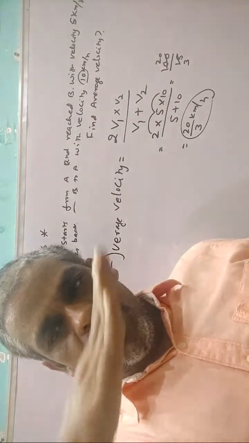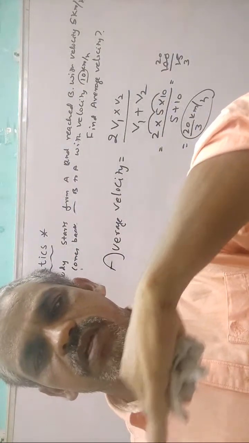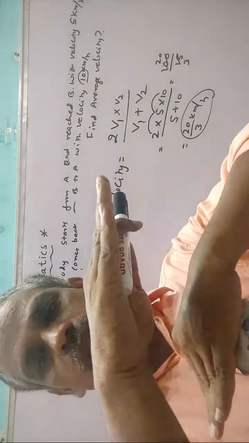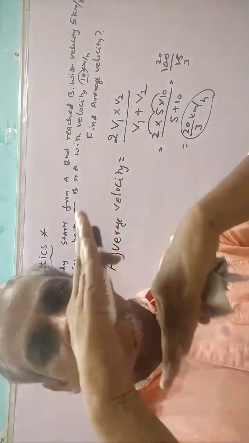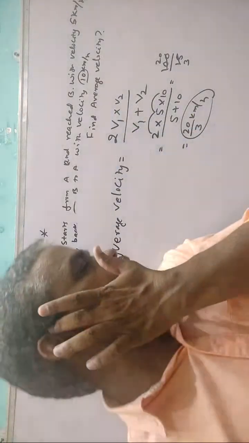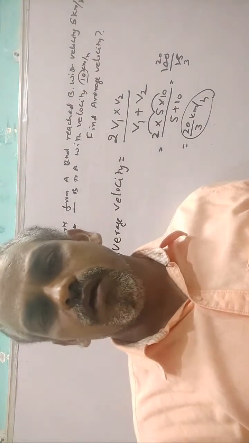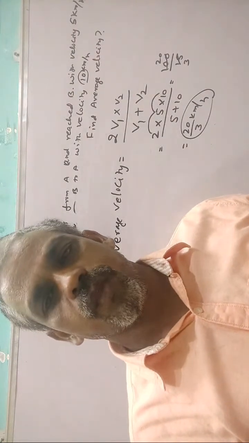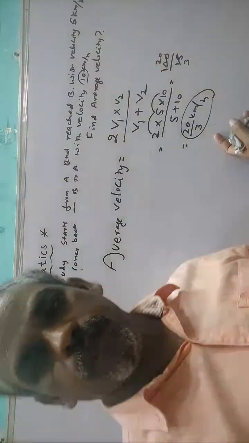It travels from A to B, then comes back from B to A with different velocities. The displacement or distance is fixed. For this one, what is the average velocity? We have to use this formula: 2v1v2 by v1 plus v2. Okay, right? Is it okay?